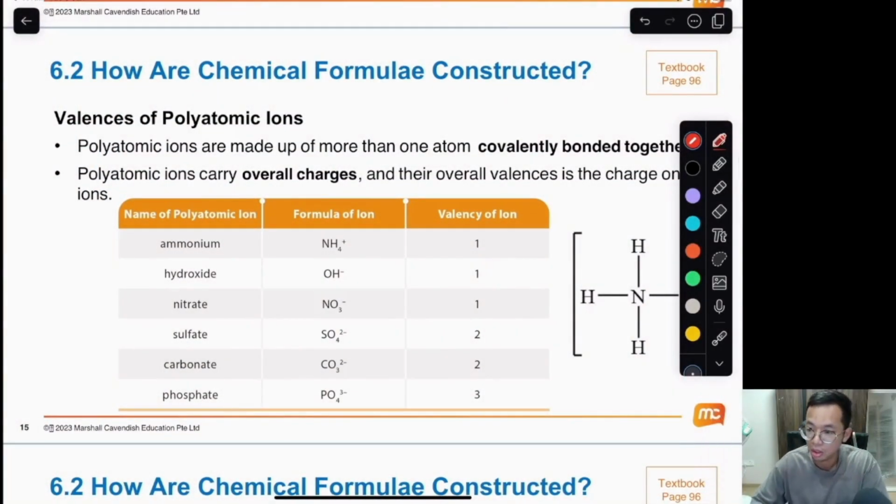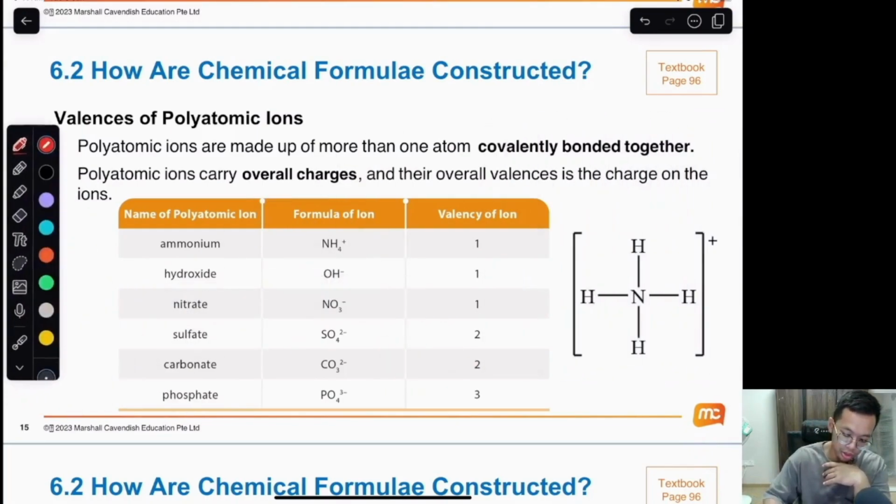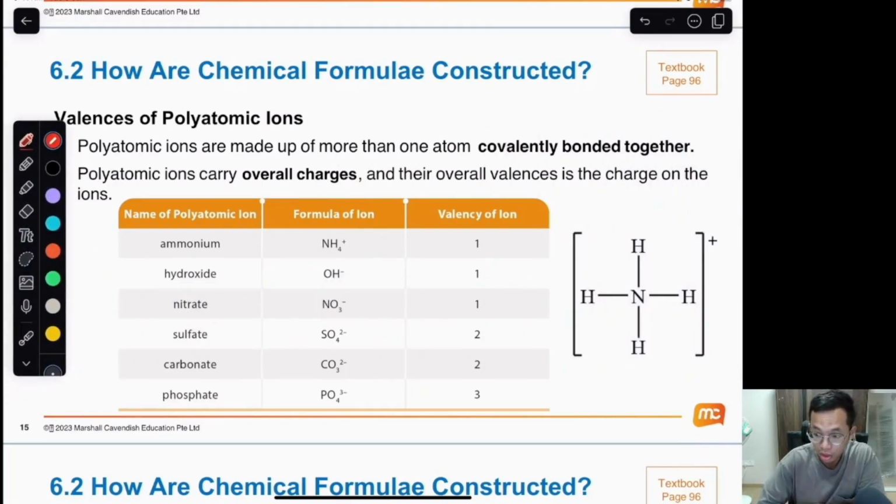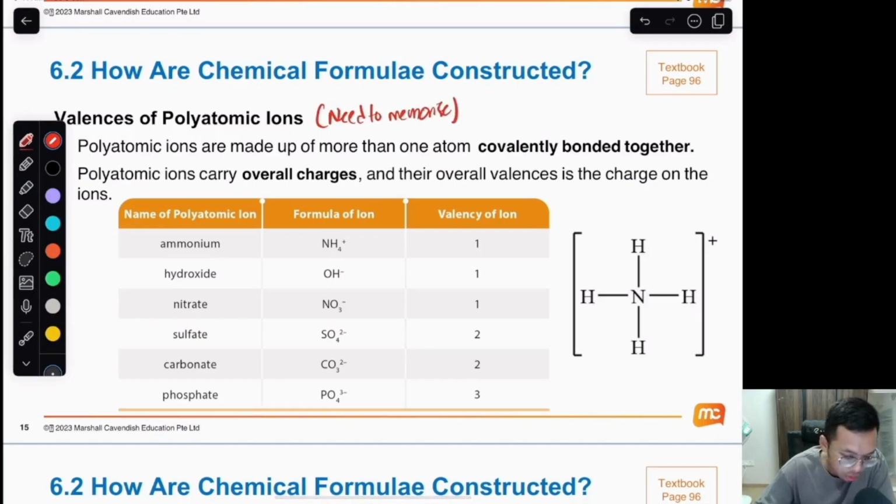Okay, this one is where some of you got confused. We're talking about polyatomic ions. All of these are polyatomic ions. You need to memorize them, because nobody's going to help you. If you don't know, it's really very difficult. Even I cannot help you. You have to memorize your ammonium, hydroxide, nitrate, sulfate, carbonate, and phosphate. They are polyatomic ions because they contain more than one atom covalently bonded together.